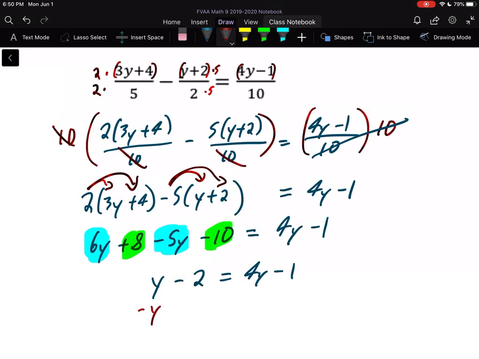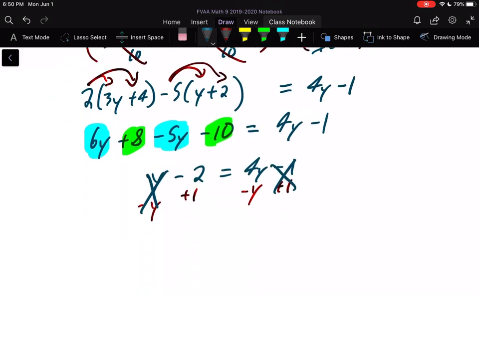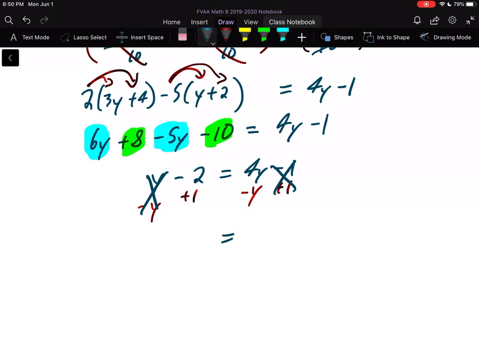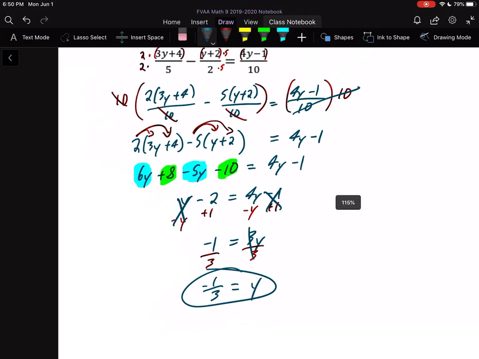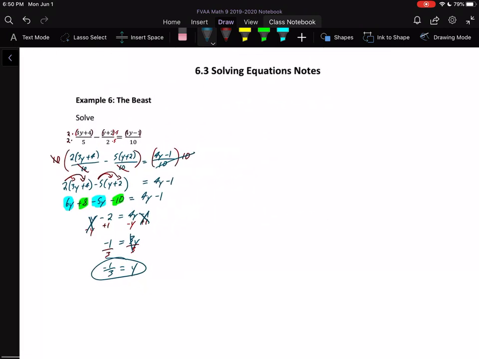Then I subtract y on both sides, and I'm also going to add 1 to both sides. So that cancels this and this out. I have my variables to the right, constants on the left. Negative 1 over 3. So that's the beast, as we call it. That's a tough question here.